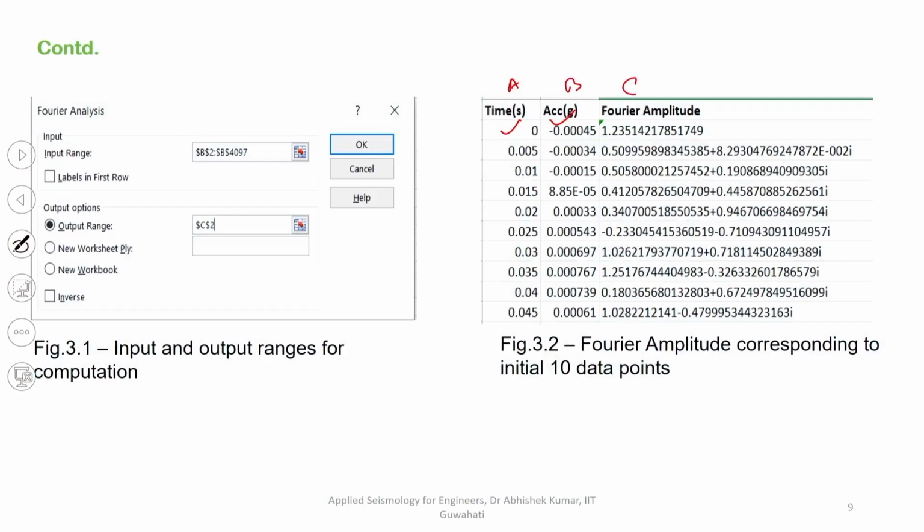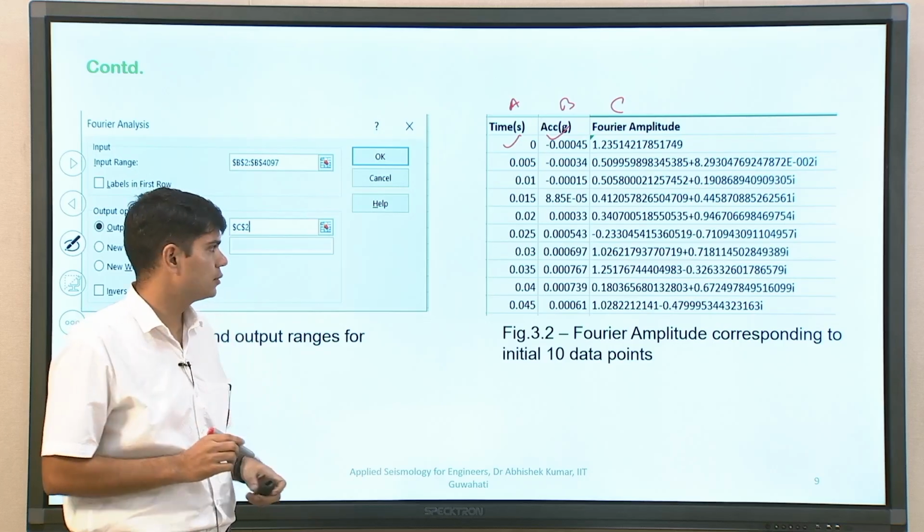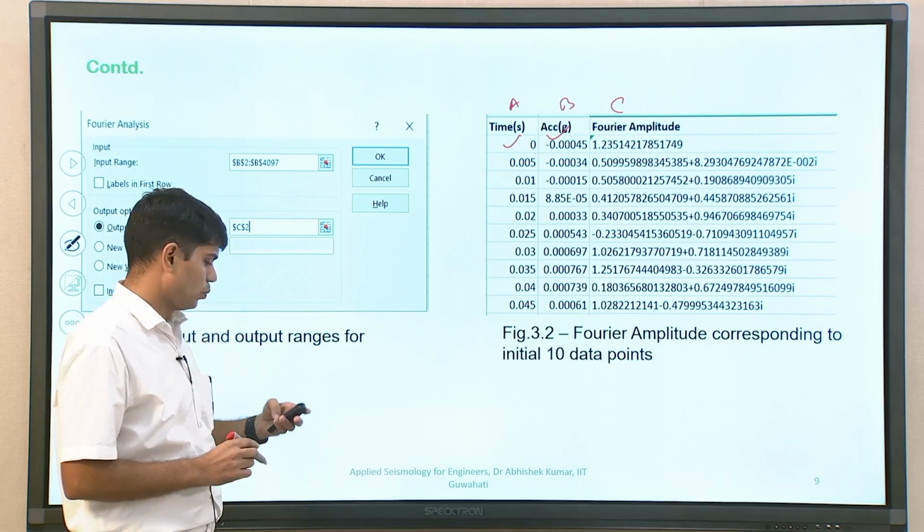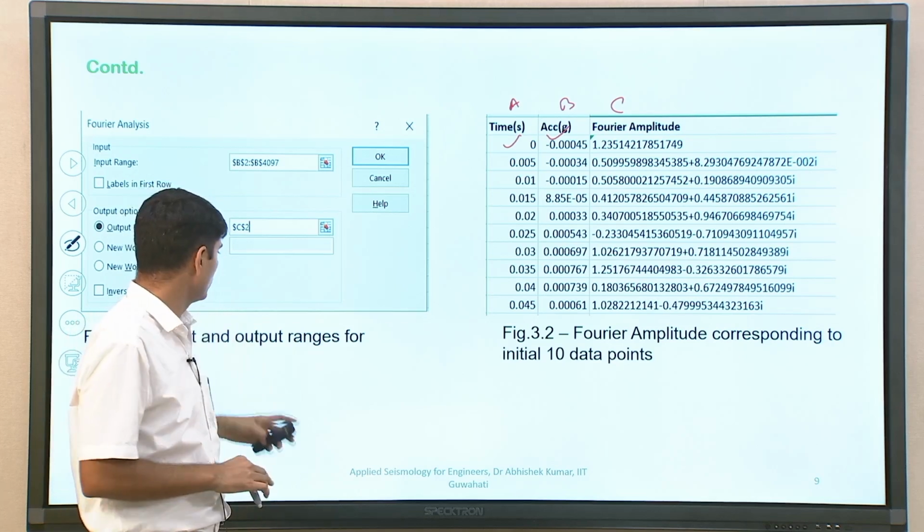It is given over here, this is column A, this is column B and this is column C. Then the output range, that means the Fourier amplitude, you also have to define where it has to be put. As I mentioned, the maximum number of points you can give is 4096. So, it starts from the second row and goes up to 4097, that means the total number of data points which you can use is 4096, and the output of Fourier amplitude you are going to put in column C.